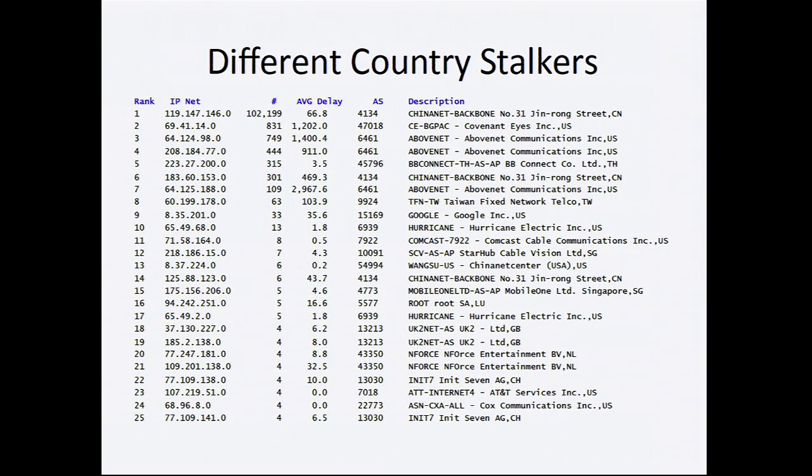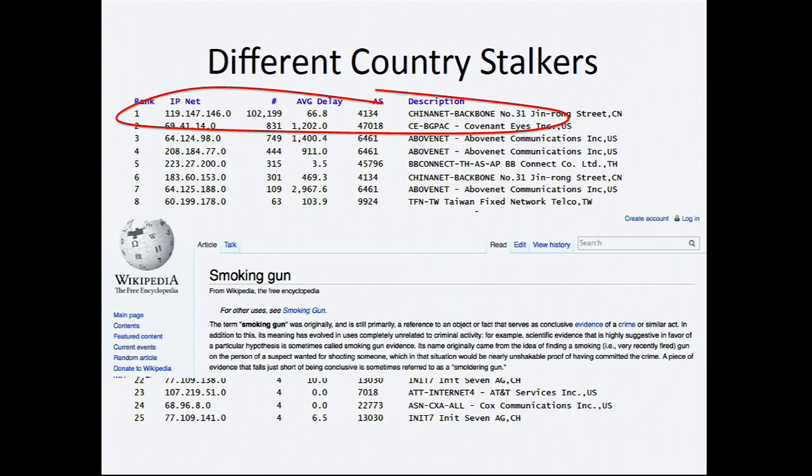This group of people. ChinaNet backbone is still up there as number one. Covenant Eyes in the US is number two, and dear old AbovNet numbers 3 and 4, and so on and so forth. But although you notice that third column, the number of instances, I've got 100,000 coming in from ChinaNet, and the next set of numbers are really, really low. So, you know, the others are doing something, but that ChinaNet backbone, that is so weird.